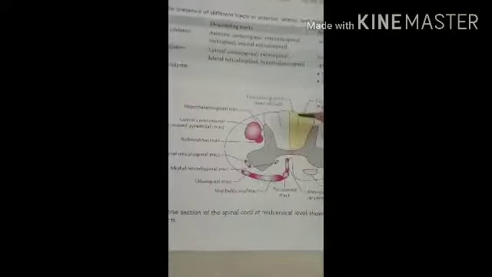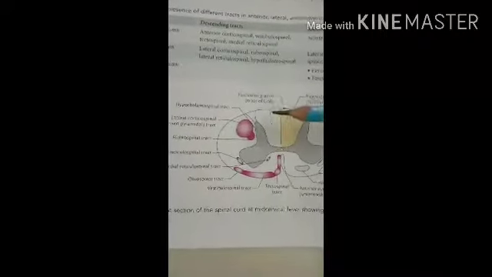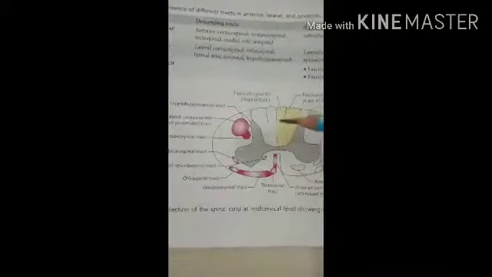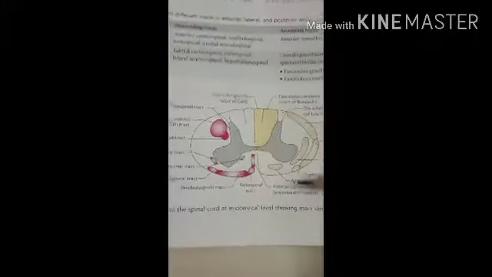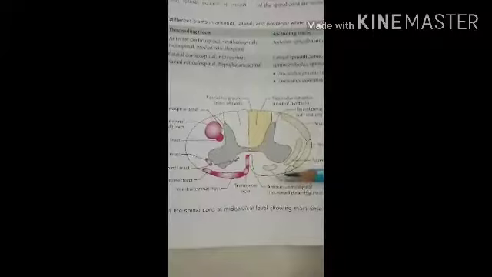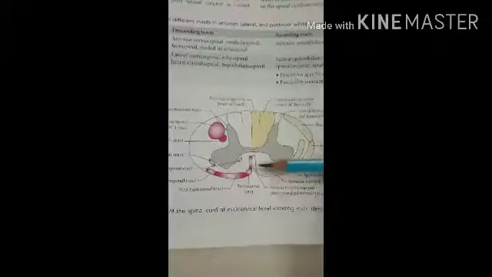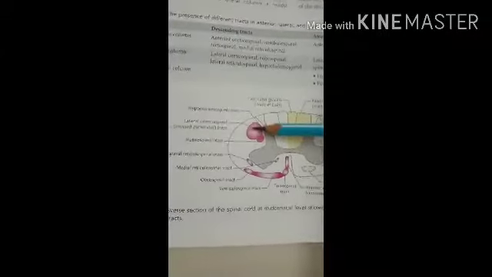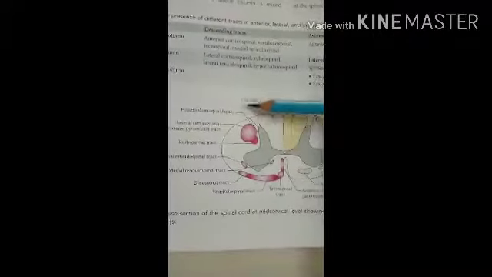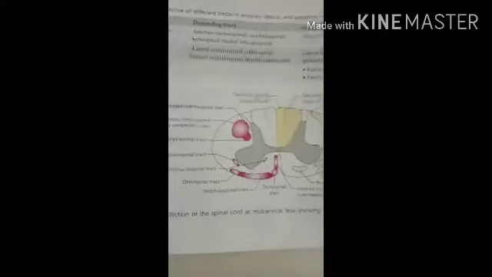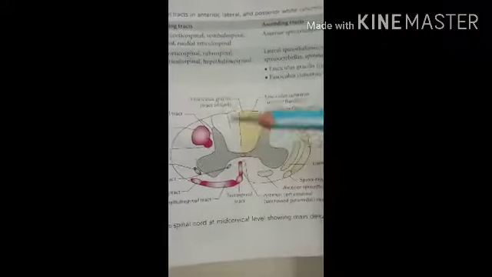The corticospinal tract has two tracts: the anterior corticospinal tract, which lies in the anterior funiculus, here you can see this one, and the lateral corticospinal tract, which lies in the lateral funiculus, this one. So that is the corticospinal tract, also called the pyramidal tract.